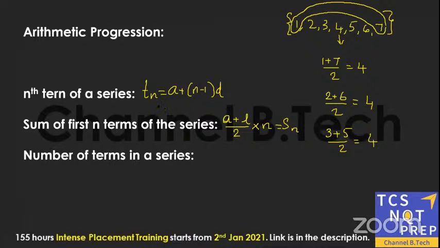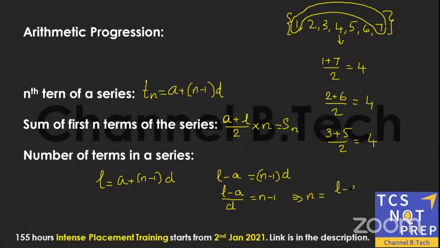Now, when the first term is known and also the last term is known, how do we find the number of terms in the series? Consider this equation itself. Instead of nth term, we will consider the last term. Last term will be a plus n minus 1 into d, where there are n number of terms in the series. When you simplify this, last term minus first term is equal to n minus 1 into d, right? Last term minus first term divided by common difference is equal to n minus 1, or number of terms is equal to last term minus first term divided by common difference plus 1. This will give you the number of terms in the series.